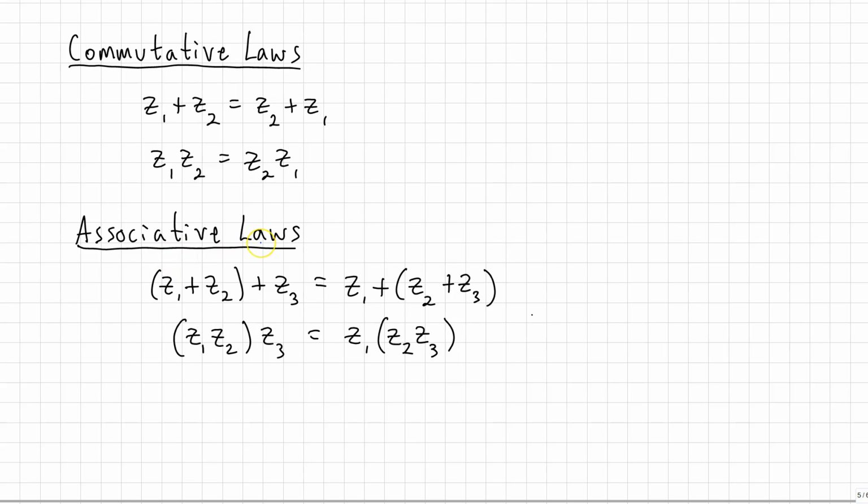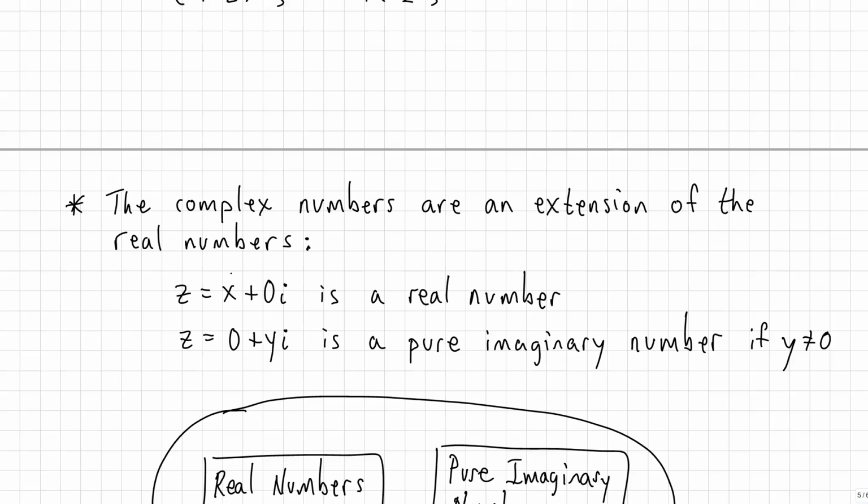And the associative laws also hold true just as you're used to from the real numbers. So if you have z1 plus z2 plus z3, you'd get the same thing if you added z1 and z2 together first and then z3, or if you did z2 and z3 together first and then z1 after that. And same thing with multiplication. So z1 times z2 then times z3 would give you the same thing if you did z2 times z3 and then multiplied by z1. So the commutative and associative laws work exactly the same as you're used to in the real numbers.